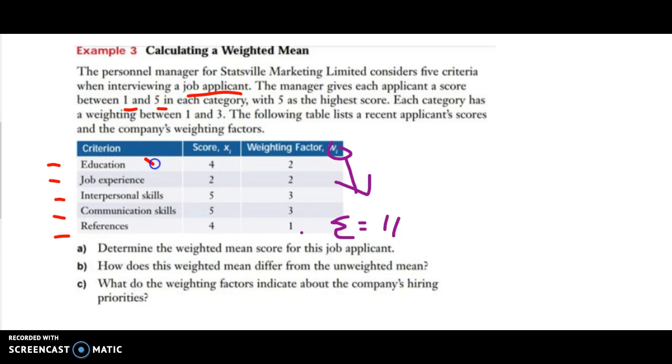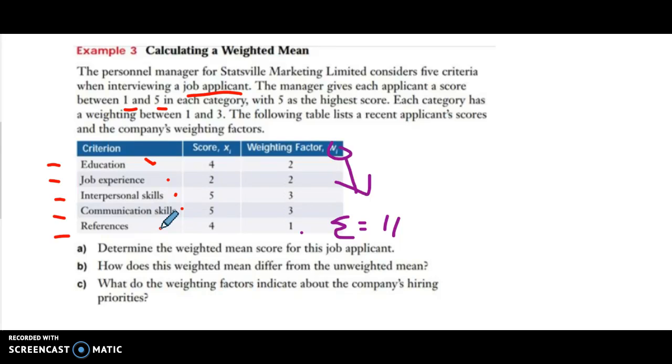So this guy comes in, and we give him a 4 for education. He's pretty educated, but he doesn't have much experience, so we give him a 2. He has great interpersonal skills. He likes to talk, he's good, and people like him. Communication skills are good, and he's got some pretty solid references, maybe not the best, but good. So we give him a 4, a 2, a 5, a 5, and a 4.